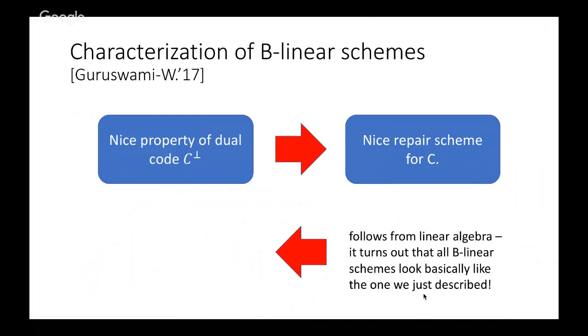So you can show that if you have a linear repair scheme, all bilinear repair schemes basically look exactly like the one we just described. And this follows from the fact that someone was asking about earlier, that all linear functionals from the big field to the small field look like trace. So you can show that all things look like this. So in fact, this is an equivalence.